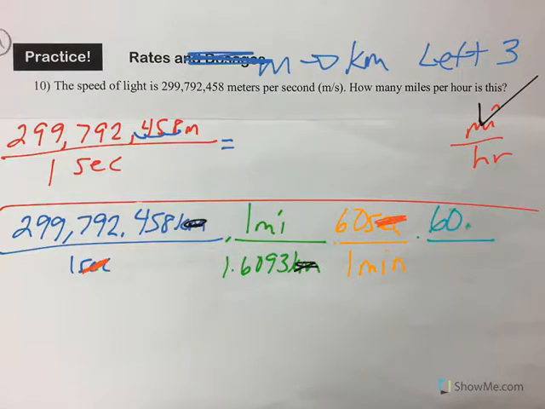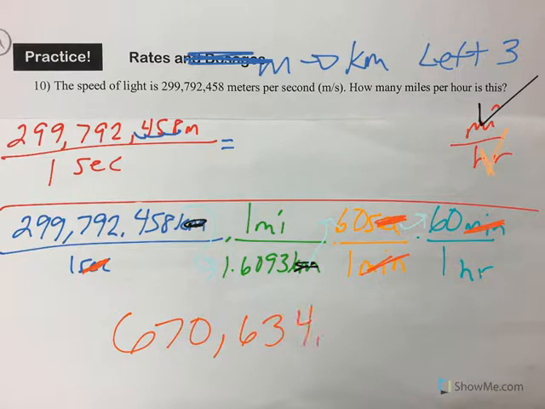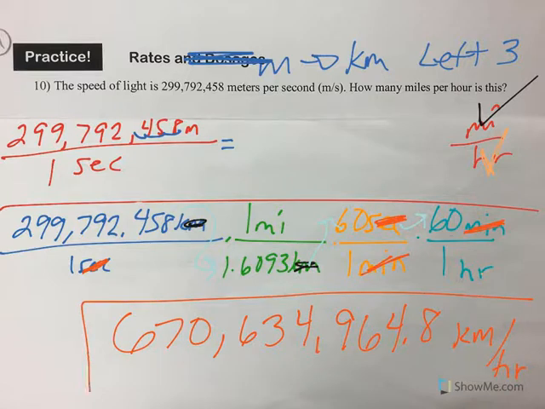And then I go 60 minutes is 1 hour. So again, top to bottom labels cancel out. Now my denominator is hours, that's where I want it to be, so now I'm good. So I start on the top, I divide, multiply, multiply. Remember, anything in the top is a multiplication, anything in the denominator is a divide button, and you should end up with 670,634,964.8 kilometers per hour. Big number, big number.